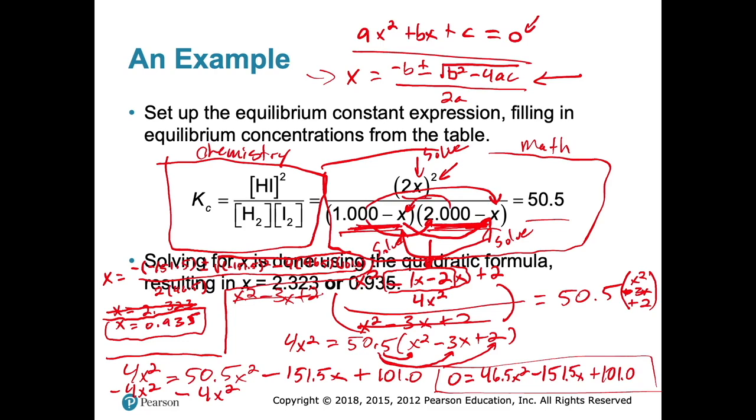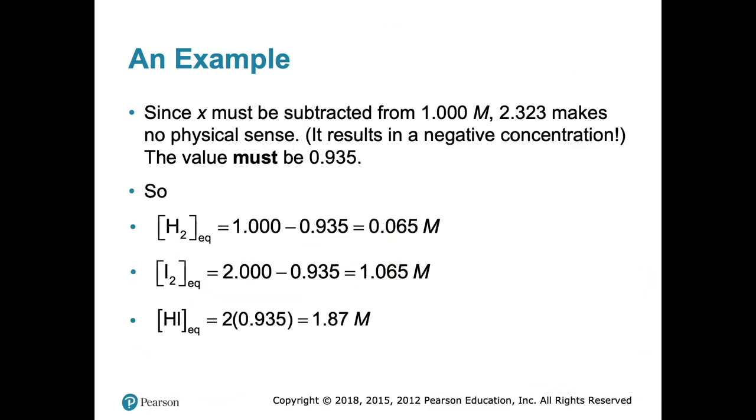So, good stuff, right? Just like Narayan just said, let's plug it all in. Since x must be subtracted from 1 molar, 2.323 makes no physical sense. You get a negative concentration. Crazy, right? Absolutely crazy. Okay? So the value must be the 0.935.